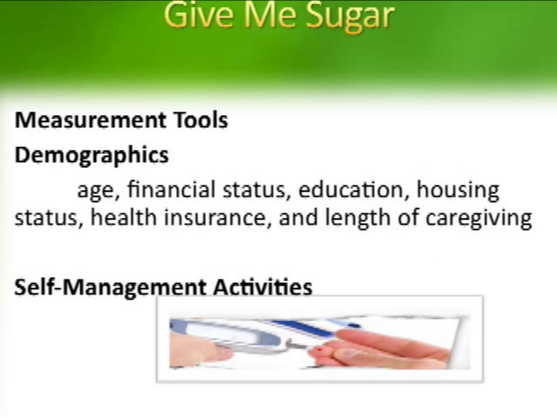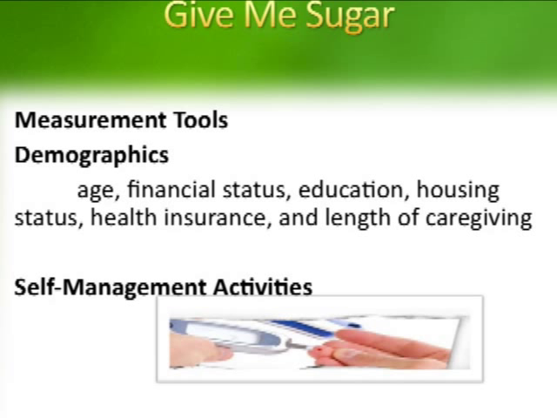Now, they had two measurement tools. One was to collect the demographics of age, financial status, education, housing status, health insurance, and length of caregiving. There was no reliability nor validity done on the demographics, but if you remember, that's not usually done.